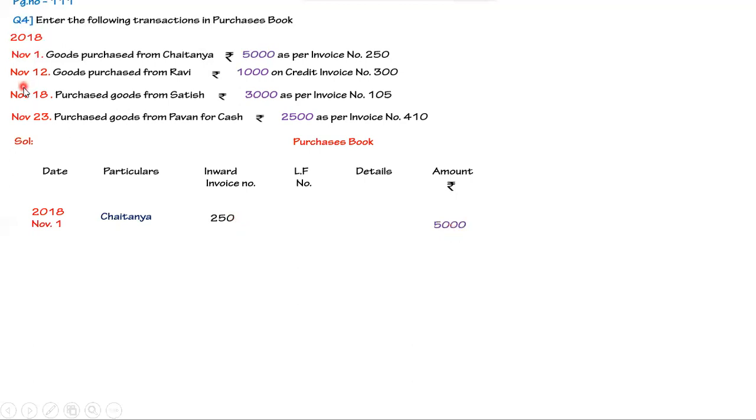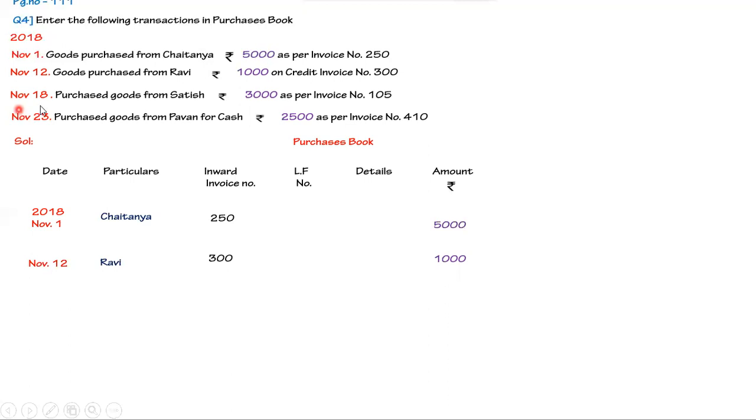Followed by the next transaction, which is on November 12: goods purchased from Ravi, rupees 1000 on credit, invoice number 300. So here the date will be taken as November 12. In the particulars column, we'll be writing the name of the person from whom we have purchased the goods as Ravi. In the inward invoice number, we'll be writing the invoice number as 300, and in the amount column, we'll be writing the amount of purchase, which is 1000 rupees.